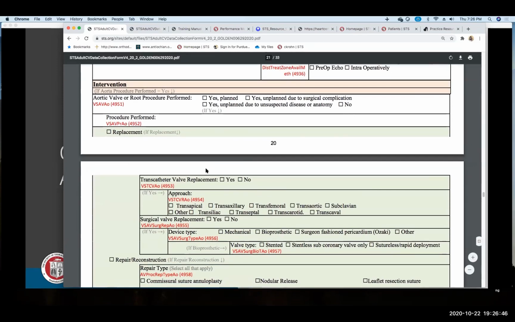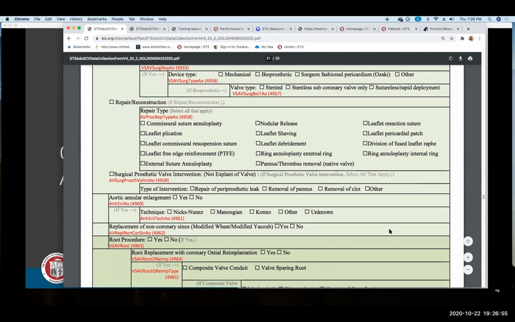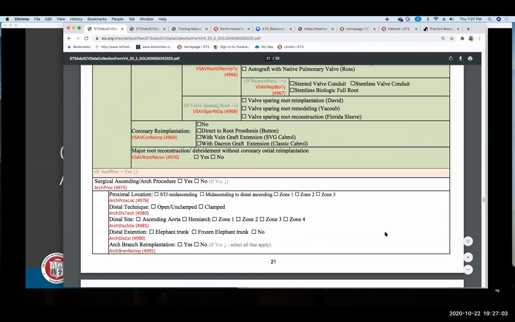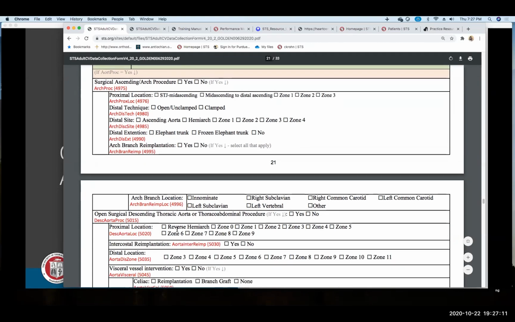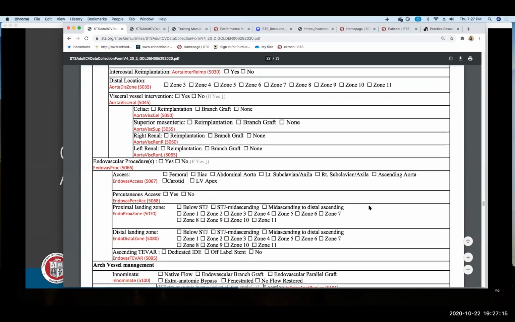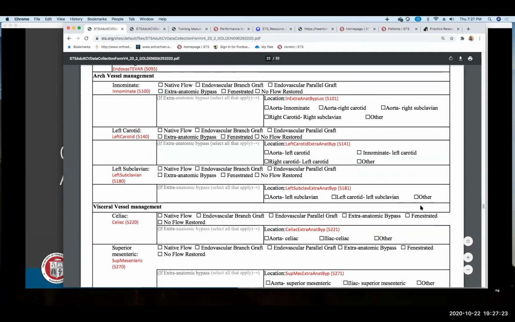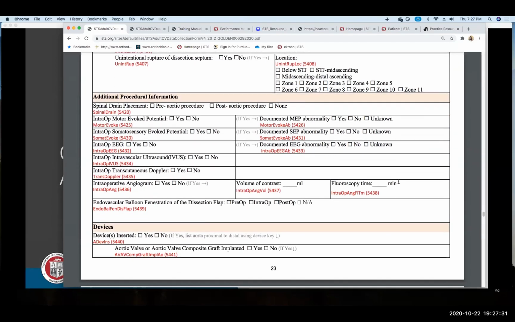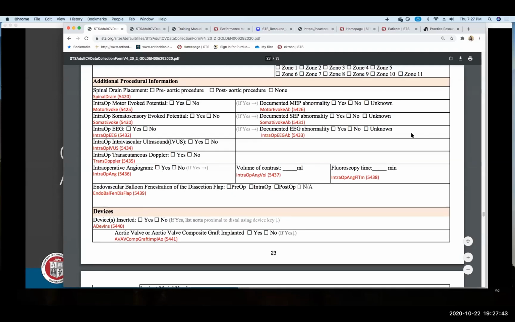And then specific to the intervention, we capture the aortic valve or root procedures here that are done in conjunction, either the root, or it's done with the ascending, or maybe an arch is done as well. We're collecting those here, and then we get into the root and then the ascending arch section and surgical descending thoracic or thoracoabdominal procedures. We have a separate section for the endovascular procedures, which is right here. Just very basic information about landing zones and arch vessel management, visceral vessel management, and then any other type of endovascular procedural information that's available. And then this is additional procedural information about spinal drain placement, intra-op EEGs or IVUS, things like that are captured here.